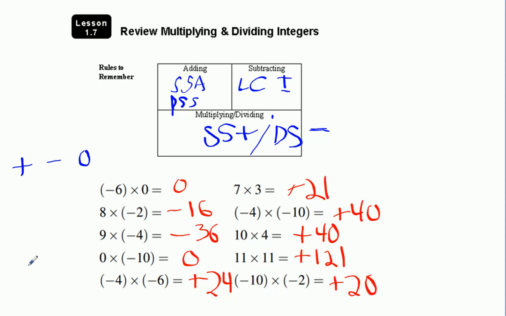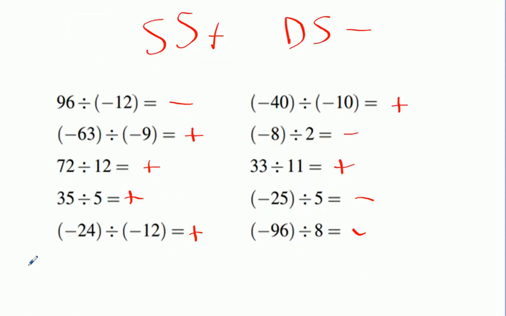Give that a second so you guys can double check. Pause if you need to. If not, I'm moving on. All right. 96 divided by 12 gets you a negative 8. There we go. Negative 40 divided by negative 10 gets you a positive 4. 63 divided by 9 is 7. 8 divided by 2 is negative 4.